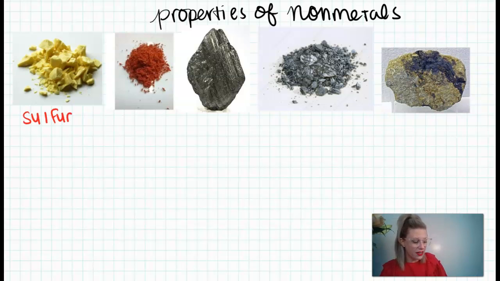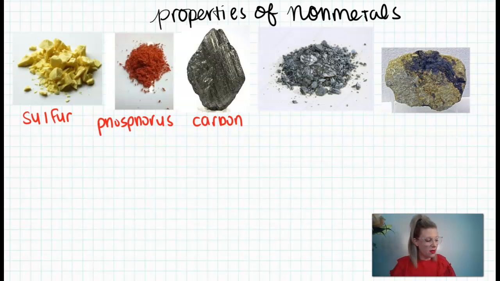Our second solid, the red one, is phosphorus. Okay, this third tall looking one, that's actually carbon. Okay, this fourth one, the crushed up looking one, is iodine. Okay, and the last one that I've included, I am blanking on which one I picked. Let me just go back into my notes and take a look. Selenium.